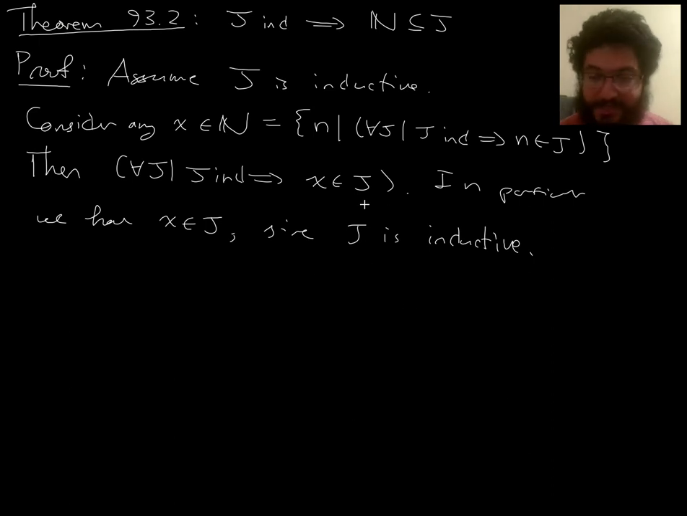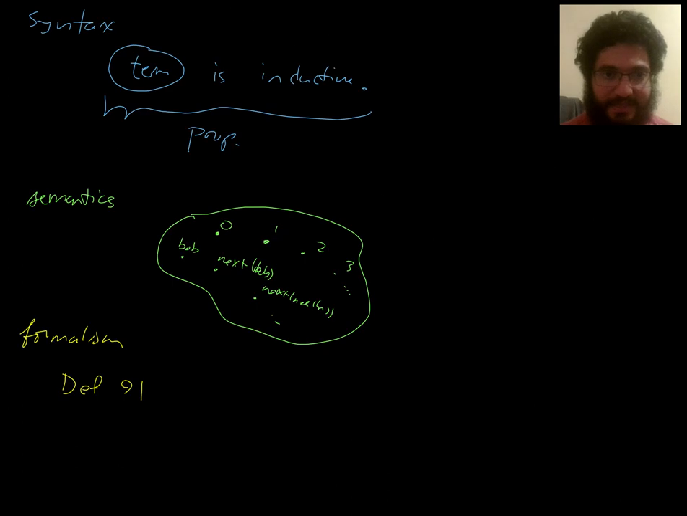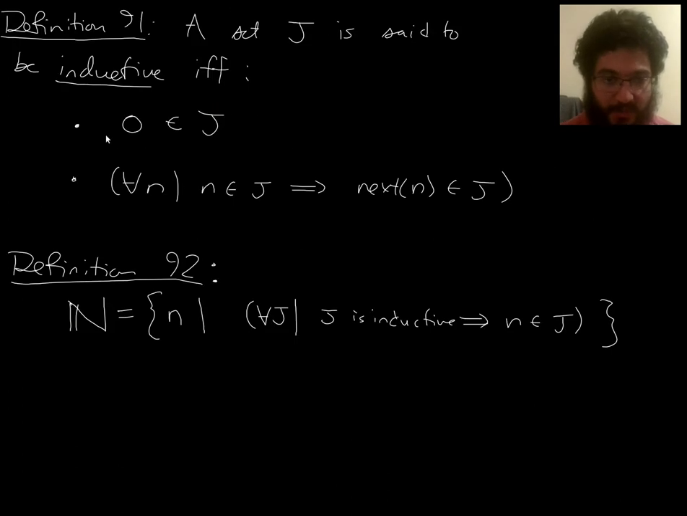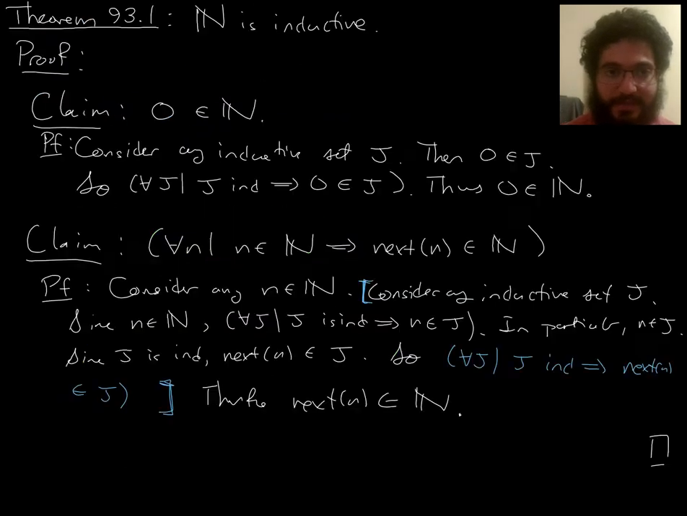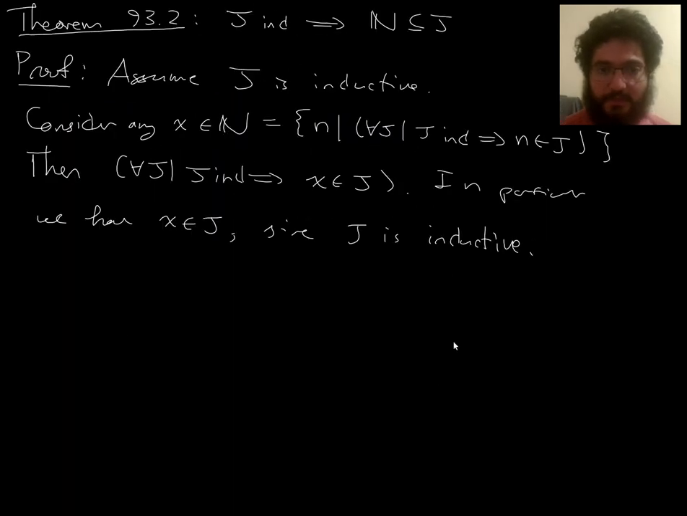Okay, but again, since J is inductive, back to the definition of inductive, J contains 0, J contains the next of anything that it contains. Oh wait, no. I just needed to prove that x is in J, right? I already did that. Yep, done. Never mind. I don't need to use the definition of inductive. I considered any x in the set of natural numbers, therefore x is in every inductive set, in particular it's in J, so any x in N is in J.